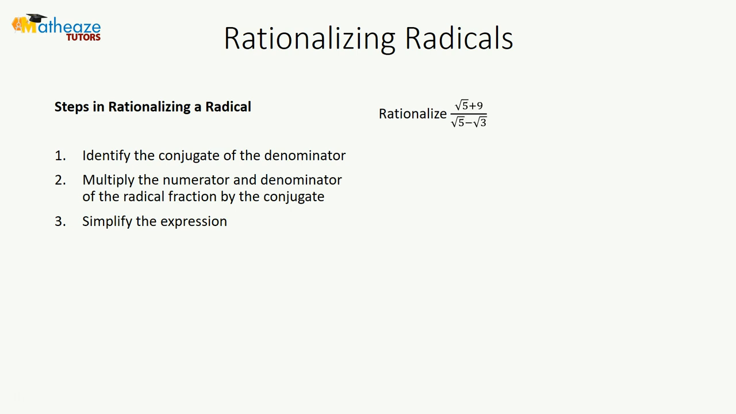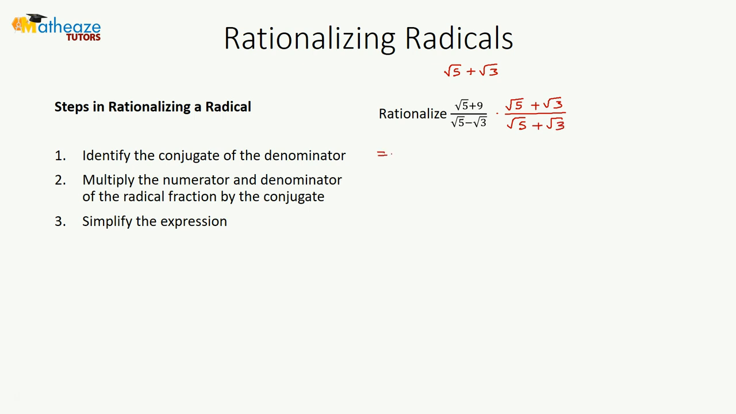We're going to apply the same method here again. We have square root of 5 plus 9 divided by square root of 5 minus square root of 3. We're going to identify the conjugate of the denominator. So we have square root of 5, square root of 3, and we just change the sign. Now we multiply the numerator and denominator by square root of 5 plus square root of 3.